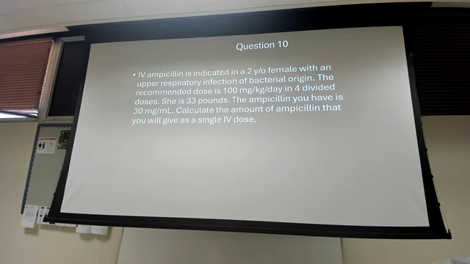Next we have IV ampicillin. It's indicated in a 2-year-old female with an upper respiratory infection of bacterial origin. The recommended dose is 100 milligrams per kilogram per day in 4 divided doses. She's 33 pounds. The ampicillin you have is 30 milligrams per milliliter. Calculate the amount of ampicillin that you will give in a single dose. So I'm going to give you about 5 minutes to do this problem.